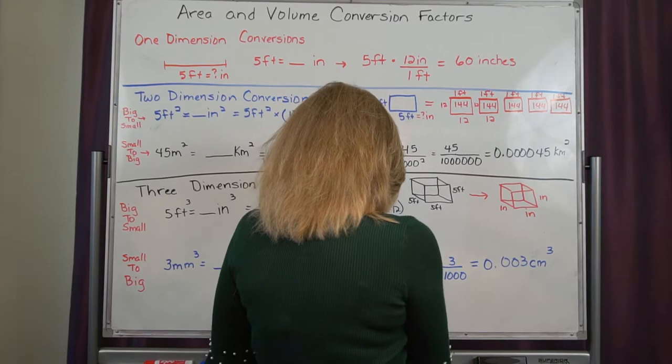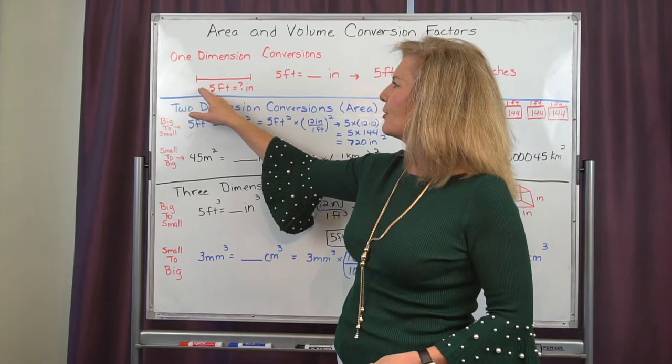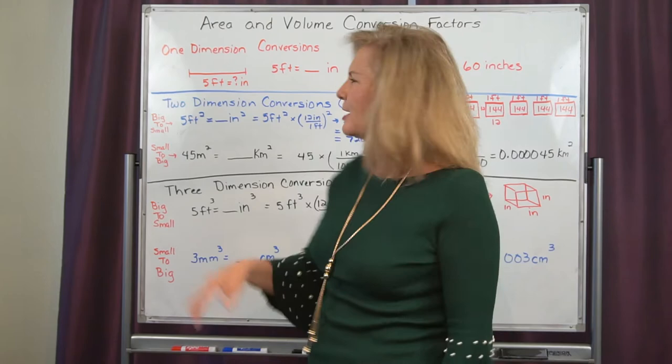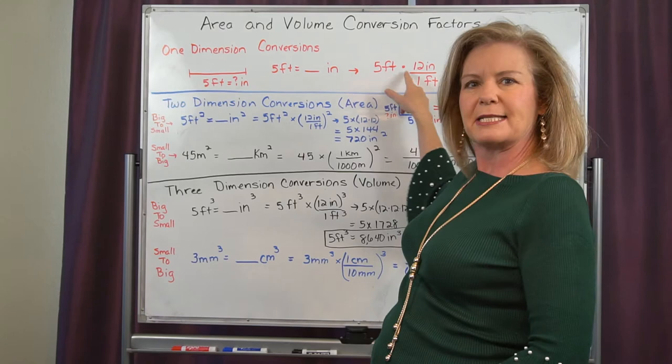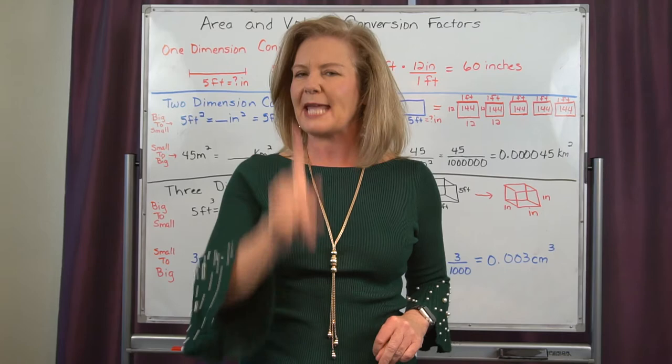Okay, so we know that we can always convert any unit of measure. So if I wanted to convert 5 feet into inches, that's a one-dimensional conversion. So here's my 5 feet. It's not that I'm changing the 5 feet, I'm just changing the unit of measure. And I know that there are 12 inches in every foot. So if I multiply 5 feet times 12 inches, it's going to tell me that there are 60 inches in that same 5 feet. And we've done one-dimensional conversions for a long time. What we haven't really done is two-dimensional and three-dimensional conversions.